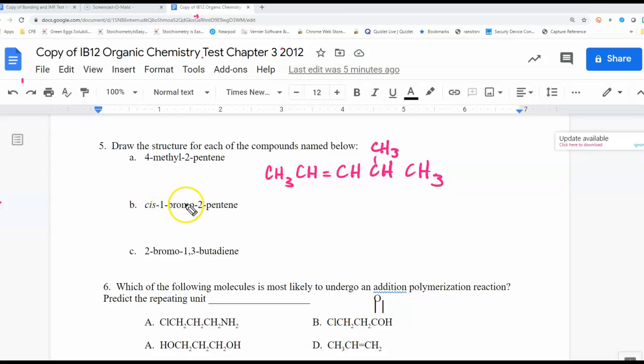And then I have a cis-1 bromo 2-pentene. Okay, so this is a pentene. So there's 1, 2, 3, 4, 5 carbons. And the double bond is in between carbon number 2 and number 3. So there's my double bond. And I'm going to need to be able to show it as a cis. So I need to make sure that I draw this correctly.